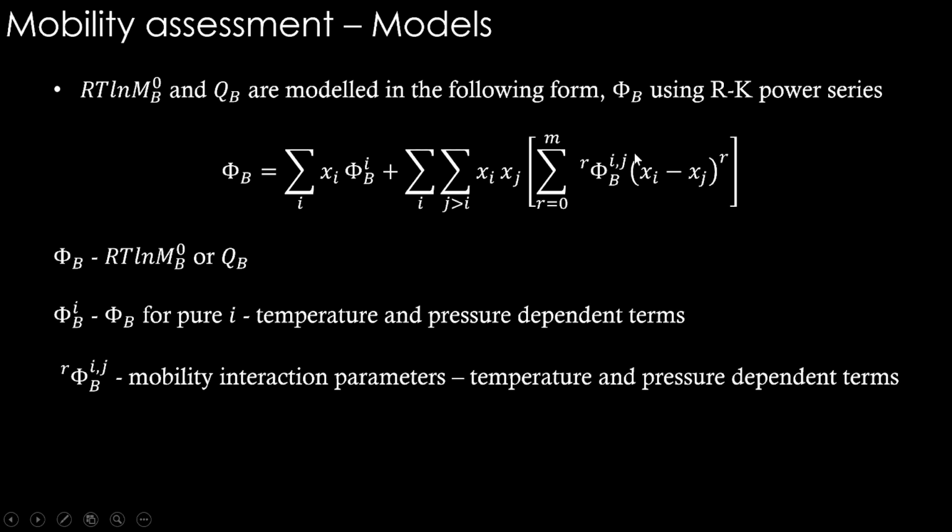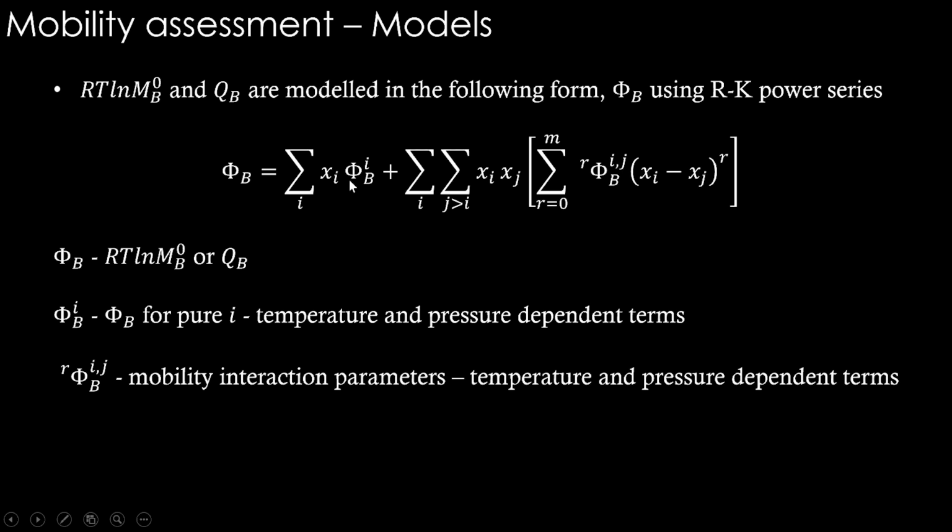Here you can see, instead of the L parameter that we have been using in thermodynamics, we are putting this phi b ij r. So this is the interaction kind of thing that we used in the thermodynamics. Here it is for mobility.